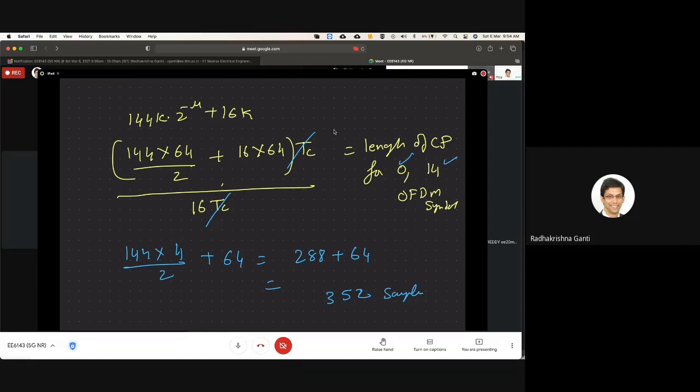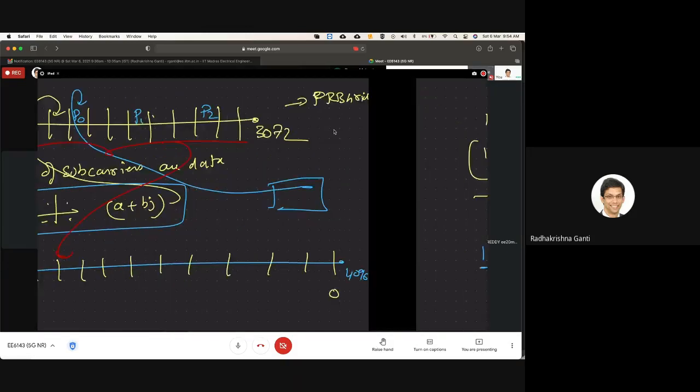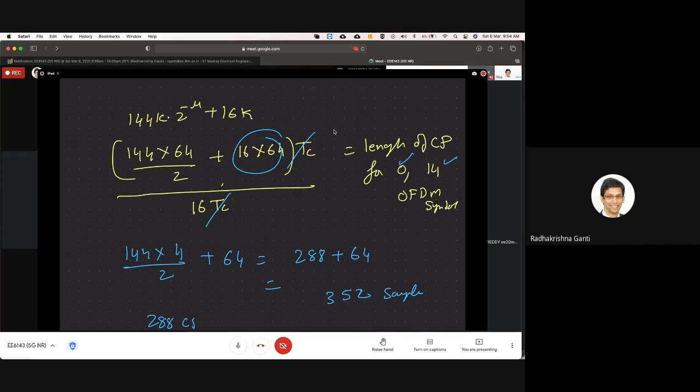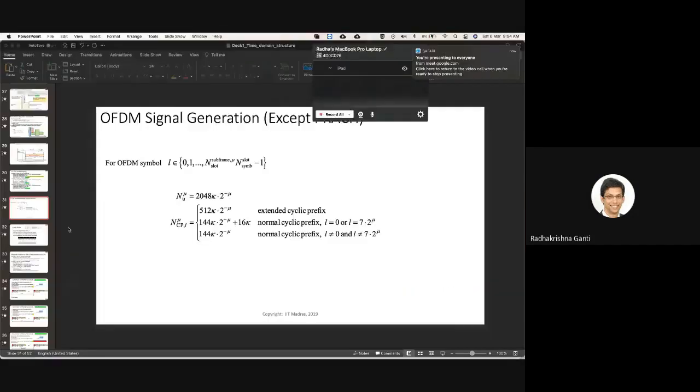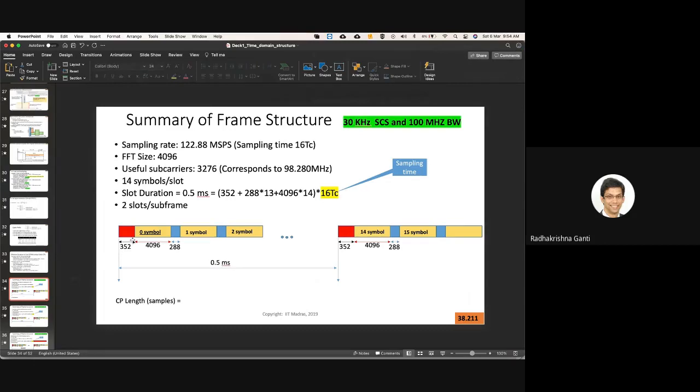For all other symbols, this term will not be there. This term is absent, so the other symbols have only 288 as the CP length. Did you understand how to compute this? Does it make sense? This is what I'm showing you here. They put 352 here. That was our first computation, for the 0th OFDM symbol. For the first, second, up to 13th OFDM symbol, the CP length is 288.